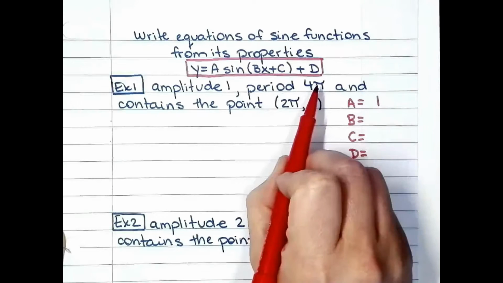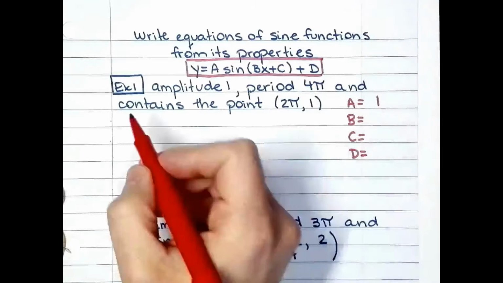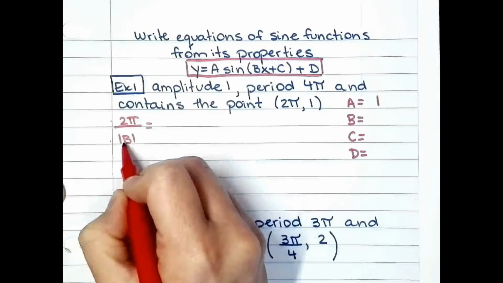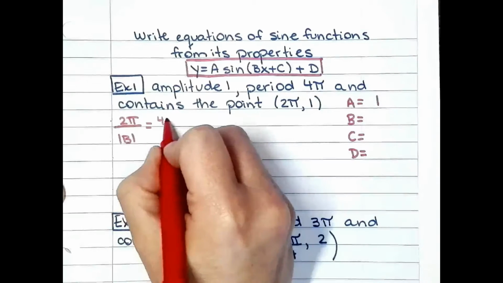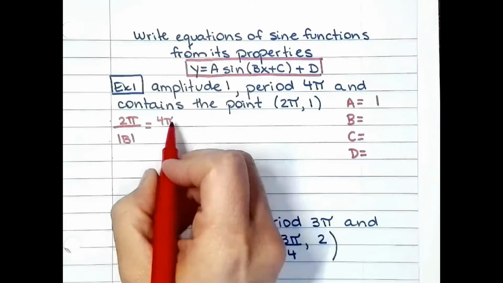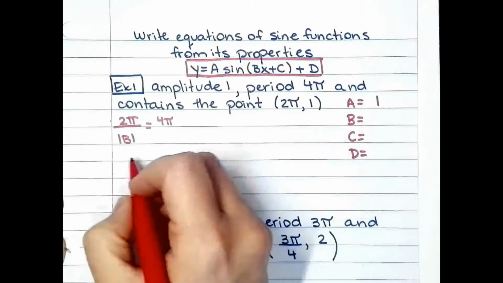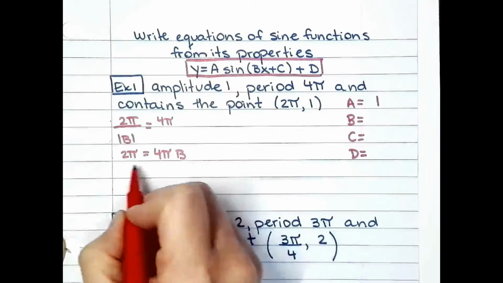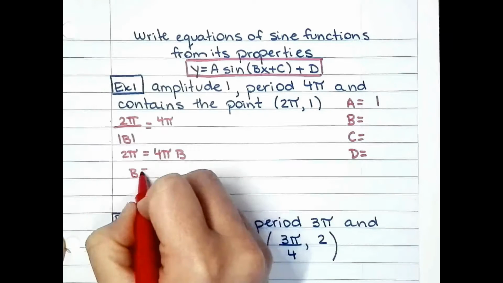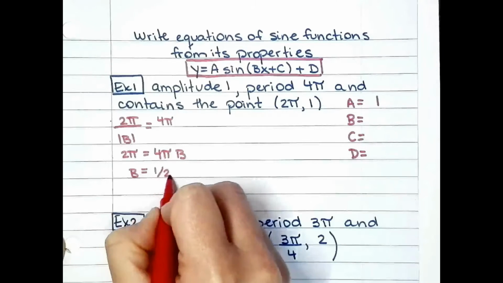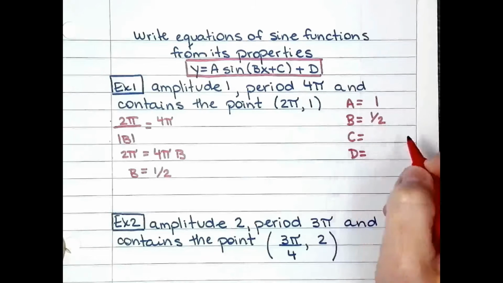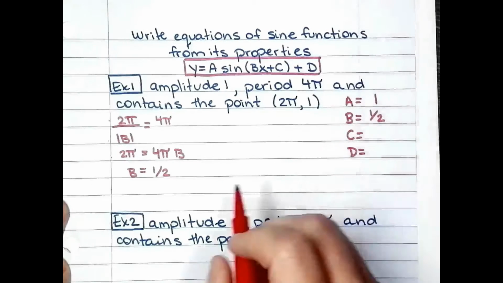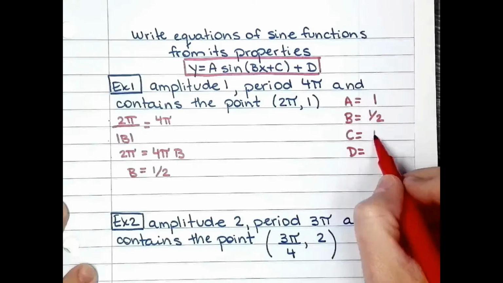Period is 4 pi, so given the period, I can calculate b. I know that the period is 2 pi over the absolute value of b. So I have 4 pi, and I solve for b by multiplying both sides by the absolute value of b. So 2 pi equals 4 pi b. Divide both sides by 4 pi. You get b is 1 over 2. After you do a couple of these, you're going to get the pattern without having to write everything out every time. So let's assume that for now, c is 0.